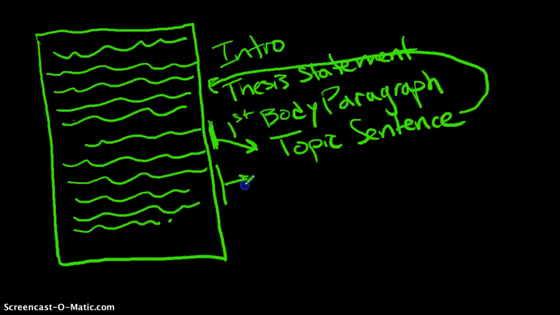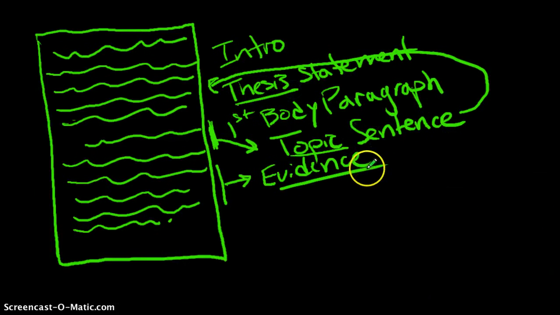So your topic sentence is going to frame what you're going to be discussing. And then here, this is where you're going to be including the evidence that you're going to use in your paper. This is going to be quotes, stats, research that you've conducted on the internet to support your topic sentence and to support your thesis statement. That's the basic outline of what your paper should look like.